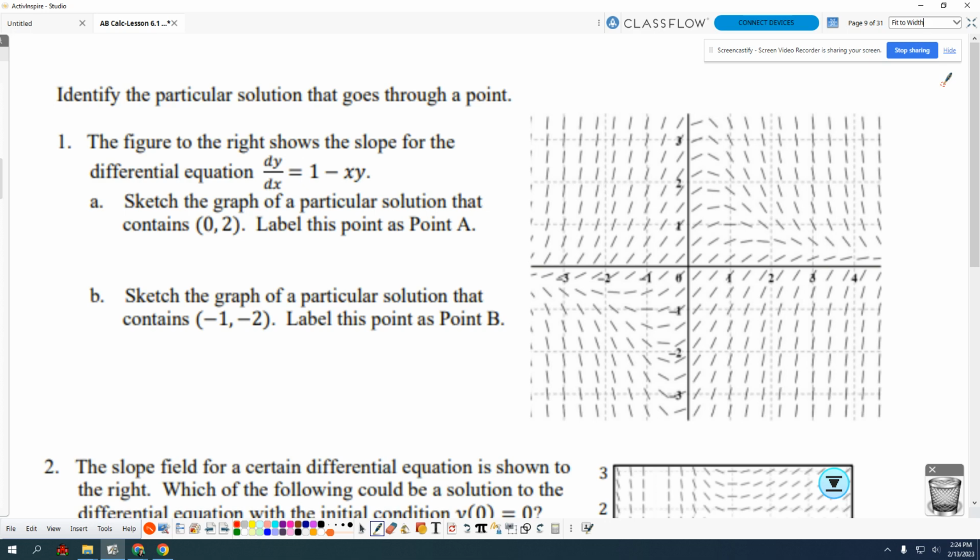The figure to the right shows the differential equation, 1 minus x times y. And they want you to try to sketch the particular solution that contains (0, 2). Okay, let's find the coordinate on the graph. Where is (0, 2)? Isaiah, good morning. You're almost there. Okay, (0, 2). When x is 0, the y value is 2. There.